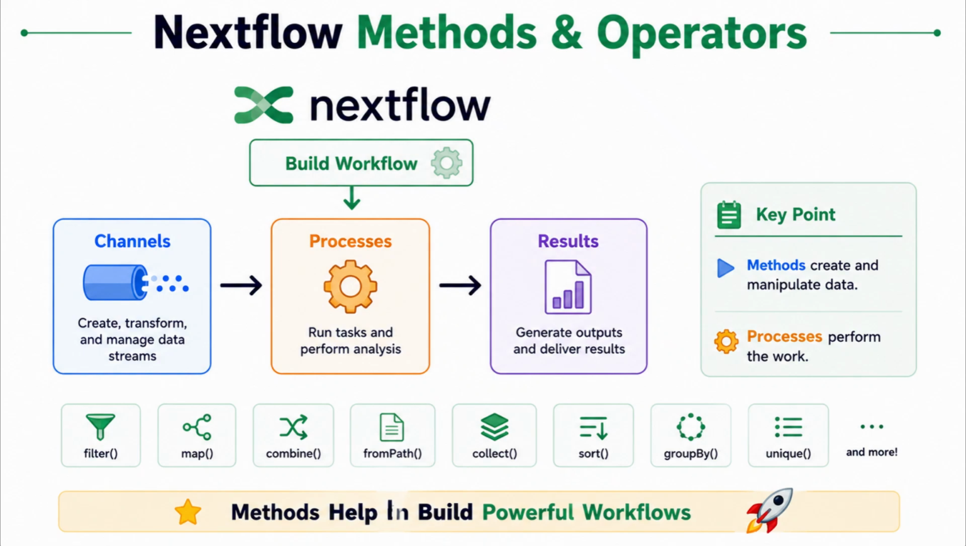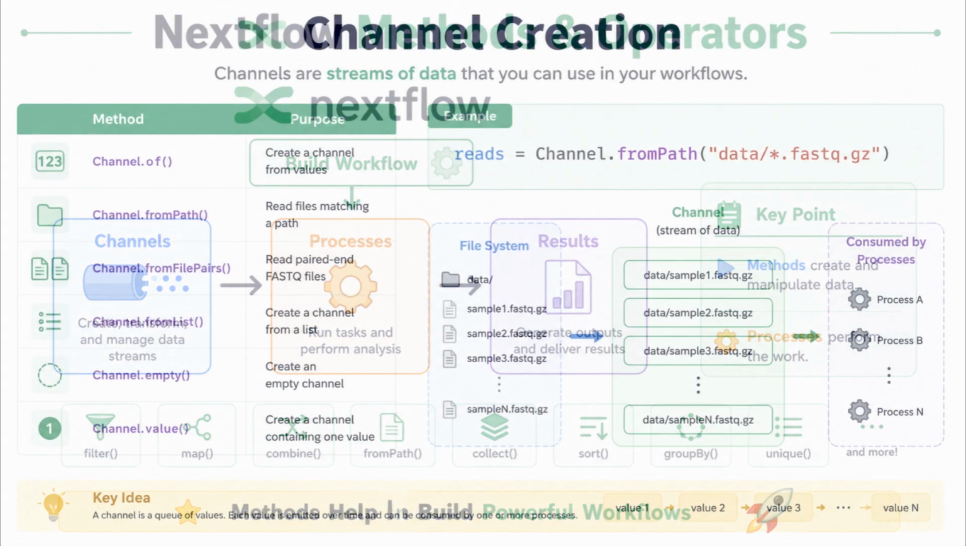Nextflow methods and operators help us build workflows. Channels carry data, processes do the work, and results come out at the end. Methods create and organize the data stream, while processes run tools like FastQC, trimming, alignment, and counting.